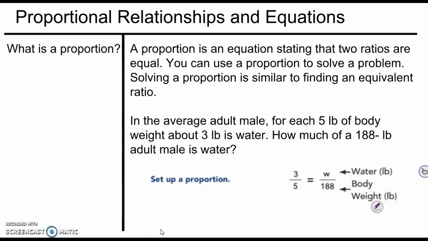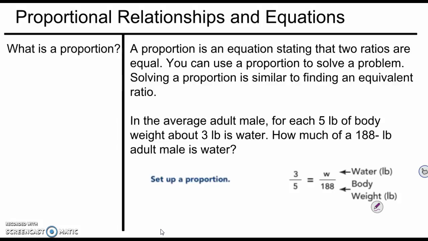What is a proportion? A proportion is an equation stating that two ratios are equal. We can use a proportion to solve a problem. Solving a proportion is similar to finding an equivalent ratio. Look at this example in your notes. In the average adult male, for every 5 pounds of body weight, about 3 pounds is water. How much of a 188-pound adult male is water?